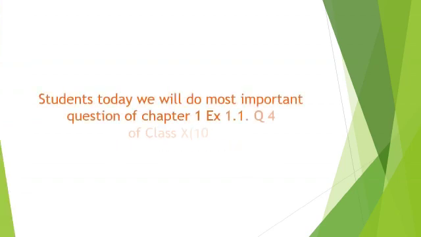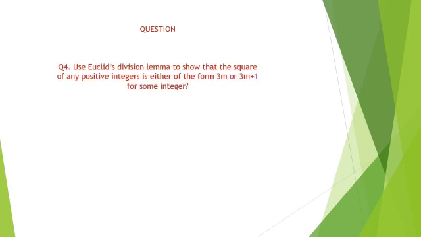So students, today we will do the most important question of chapter 1, exercise 1.1, question number 4 of class 10. Let us see the question. The question is: use Euclid's division lemma to show that the square of any positive integer is either of the form 3m or 3m plus 1 for some integer m. So here we will do it using Euclid's division lemma.